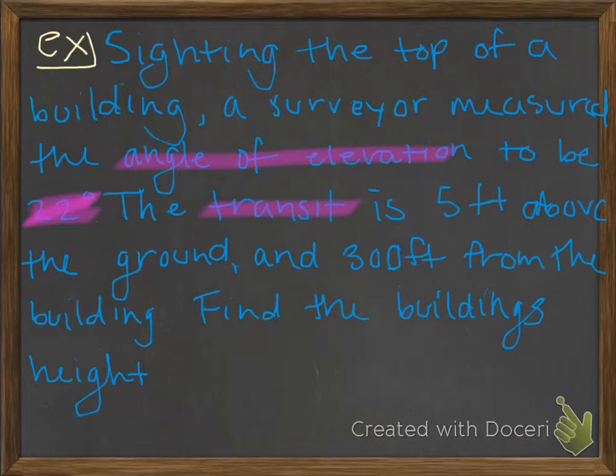A transit, I'm not sure if you guys are aware of what a transit is. Sometimes if you're looking at construction workers, you see this little kind of like a camera sitting on a tripod. That is a transit, and that's just to make sure everything is level. So our transit is 5 feet above the ground, and it's sitting 300 feet from the building, and I want to know the building's height. I need to get all of this information depicted into the picture. On the next screen, we're going to make our picture. Here is our person that's looking at the transit. And again, they are 5 feet.